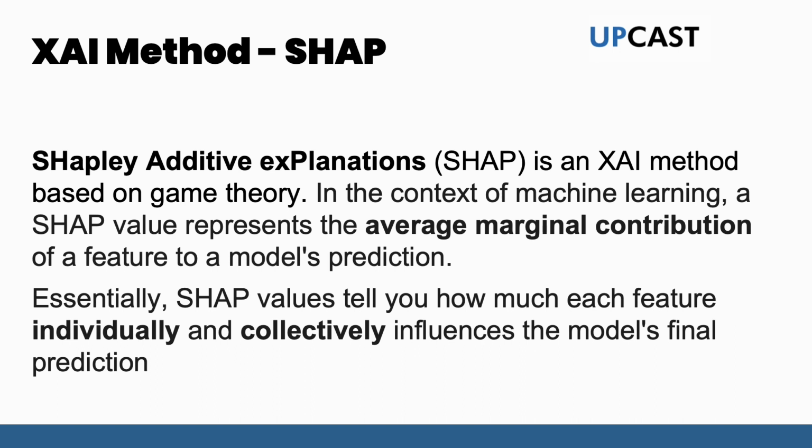Essentially, SHAP values tell you how much each feature individually and collectively influences the model's final prediction. In the context of pricing, it is understanding how each metadata feature contributes to the price that has been predicted by a particular machine learning model. In the demo, you will see a concrete example of this, showing which features contribute to the predicted prices with their SHAP values.